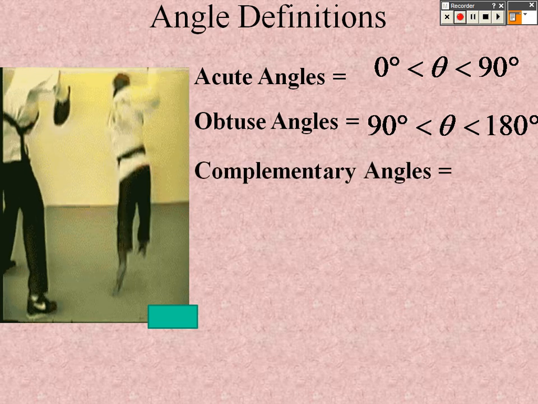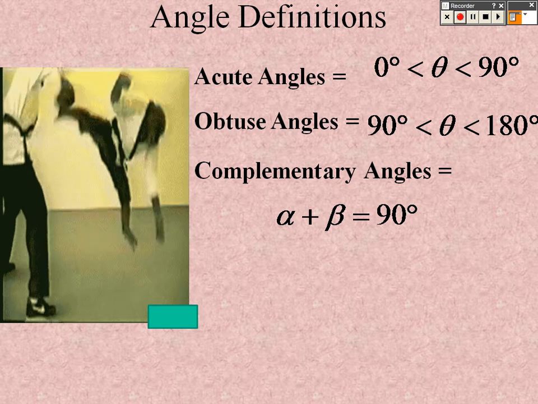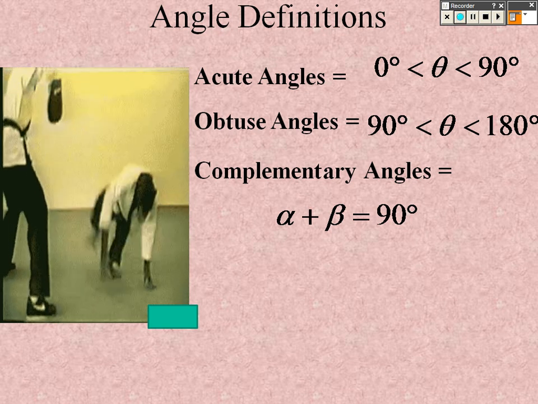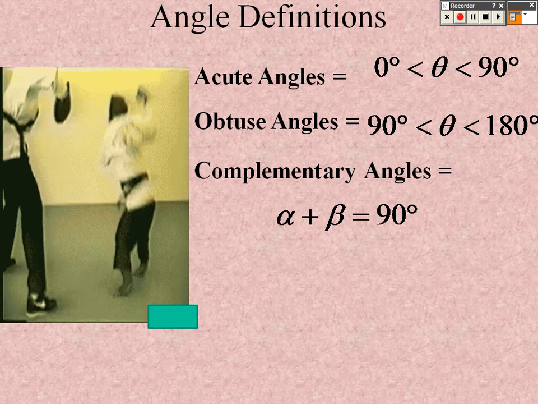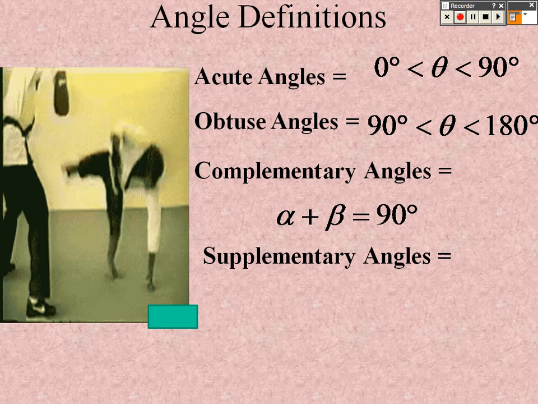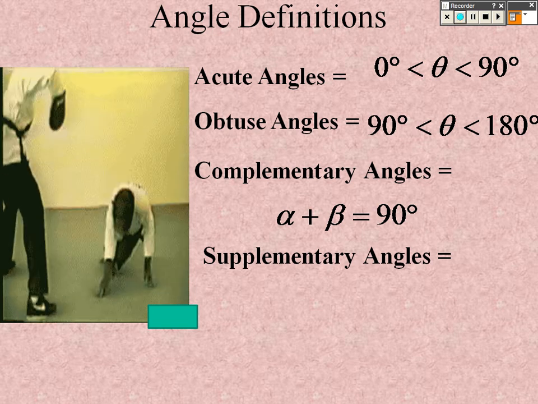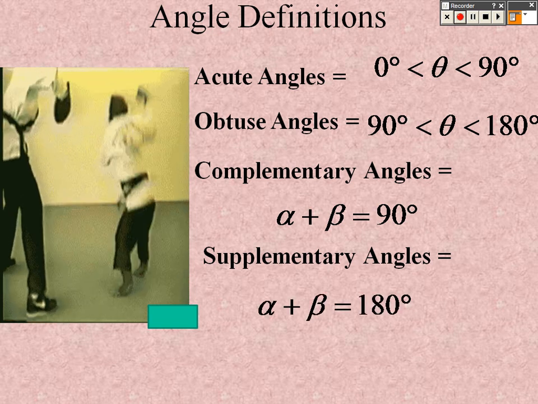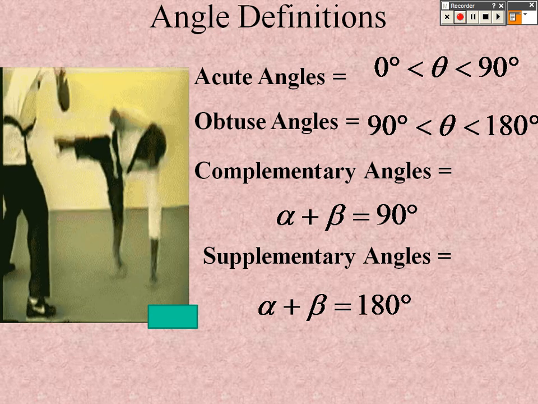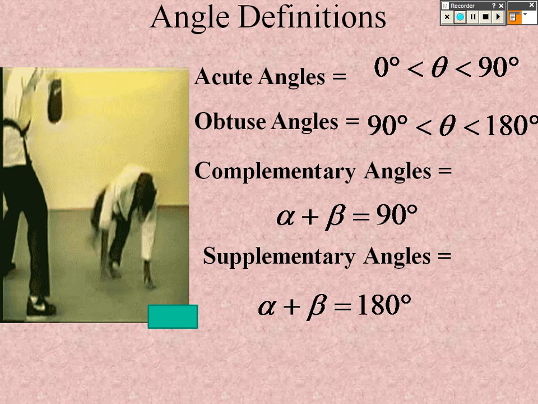Complementary angles are two or more angles that add up to be 90 degrees. So complementary means adds up to give you 90. Supplementary angles: supplementary means adds up to give you 180 degrees. So supplementary adds up to be 180. Complementary adds up to be 90.